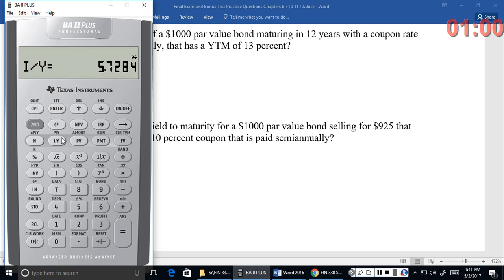So we have to take the 5.7284 multiplied by 2, which should come up to be answer A, which is 11.46%, which is the actual yield to maturity. And remember, this is only on semi-annual interest payment bonds, yield to maturity calculations. You may see one of those on the test, but I want you to know how to handle it.